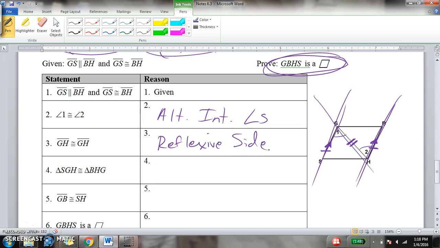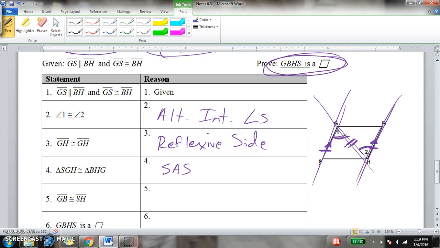We used that when we were proving triangles are congruent, which is exactly what we're going to do right here, because now we've got this side congruent to this side, this angle congruent to this angle, and this side congruent to this side. So that gives us side, angle, side to prove that these two triangles are congruent to each other. SGH right here, and BHG right here. These two triangles are congruent to each other.